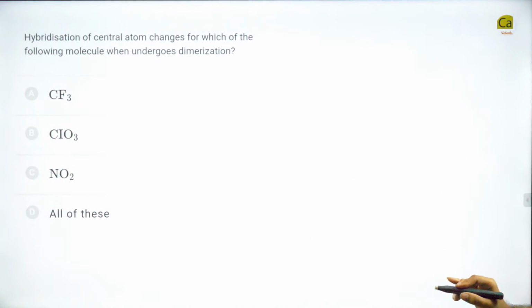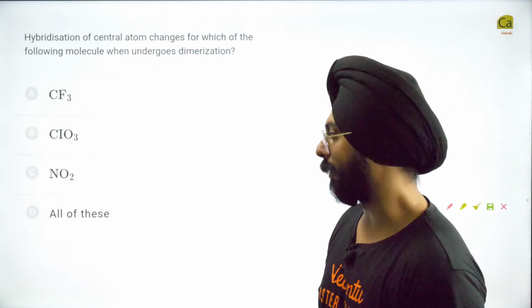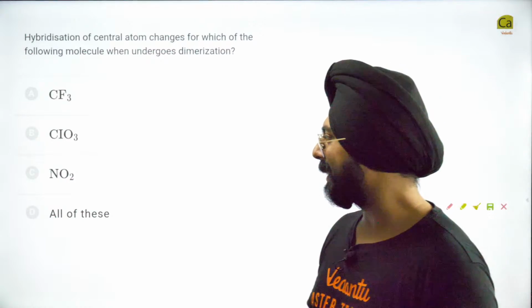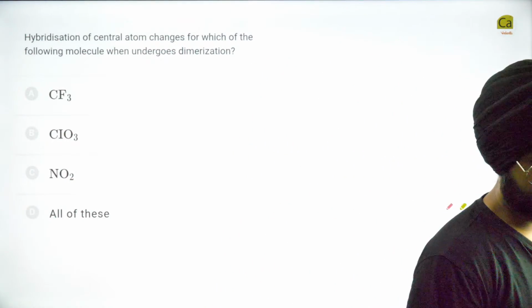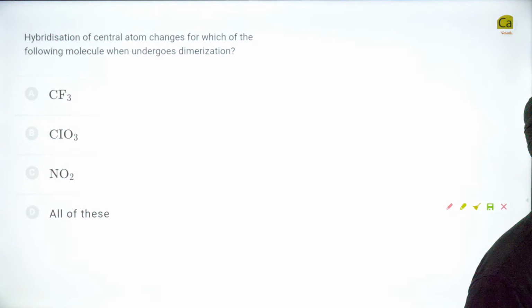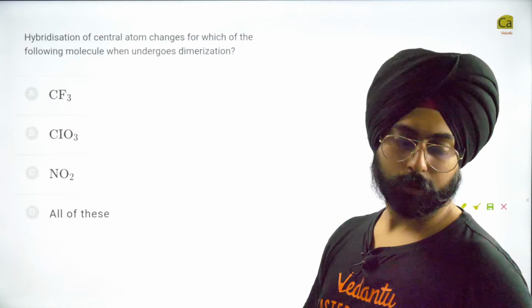Let's move on. Hybridization of central atom changes for which of the following molecules when it undergoes dimerization? This is a little weird. Okay, this question is a little weird. It's a bad question. Can you see why and how it is a bad question? Think a bit.